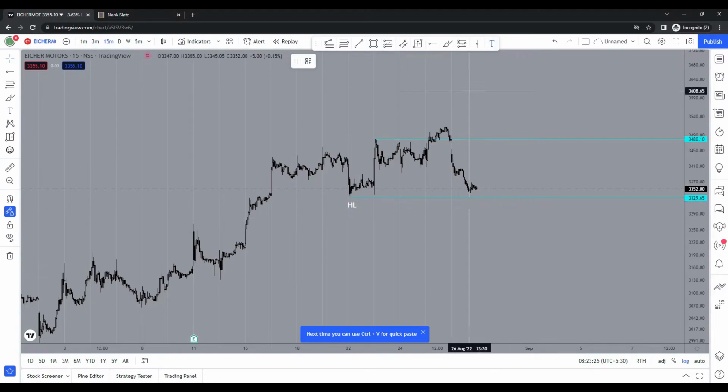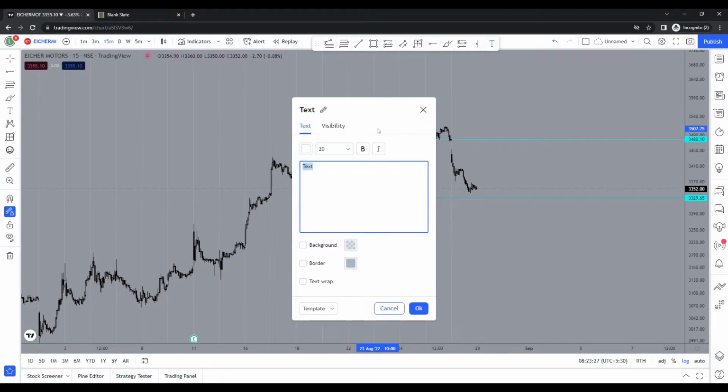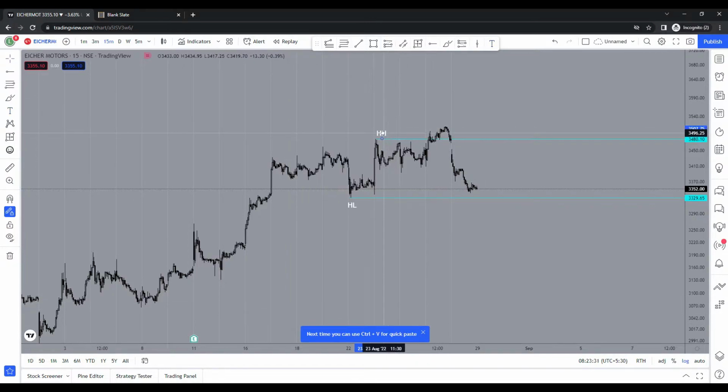Here, this is the higher high here, and just duplicating this value, this is the higher high here, and this is the higher low here. Removing these lines as of now. So you can see the first step whenever you open a chart.